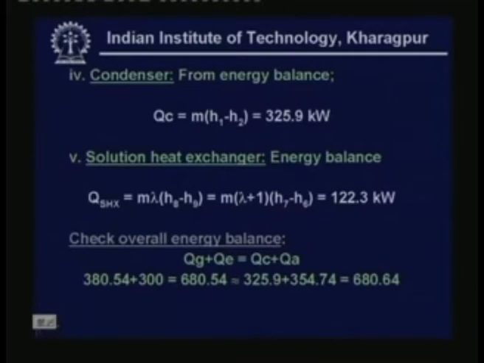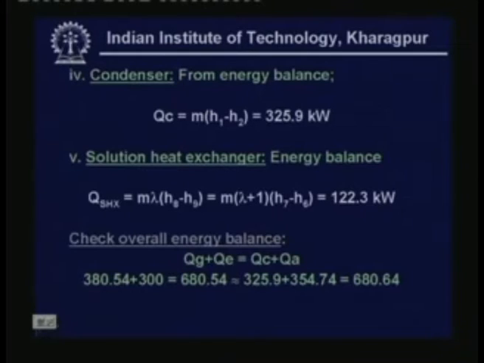What is the energy rejected out of the system? Energy rejection is taking place at the condenser, that is QC, plus heat rejection is also taking place at the absorber, QA. So, QG plus QE should be equal to QC plus QA. If this equation is satisfied, that means your answers are correct.